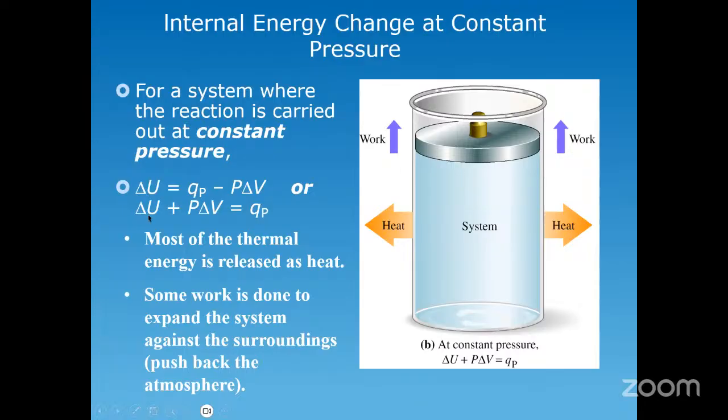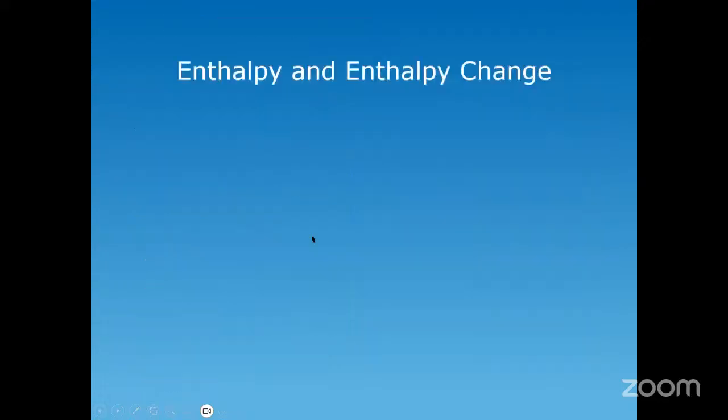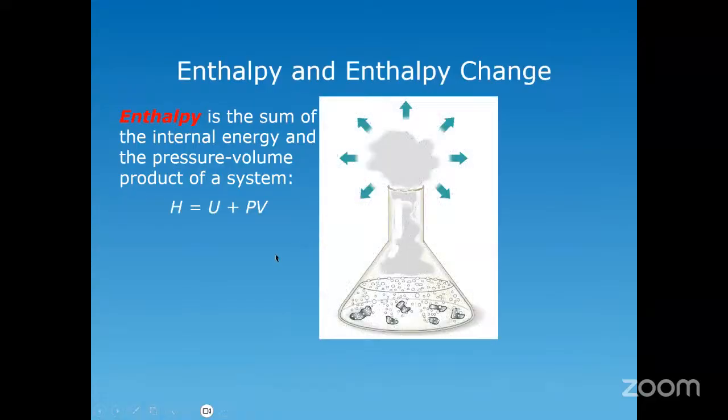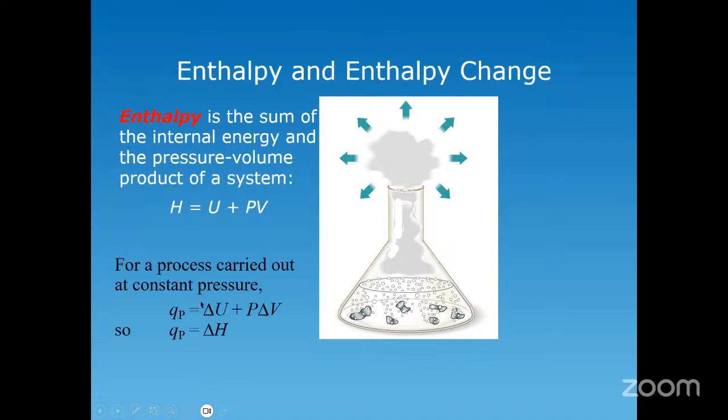Some of it is used to produce heat change, but some of it also is used to expand against the surroundings, all right? So this brings us now to another term, enthalpy. Enthalpy is the sum of the internal energy and the pressure volume product of a system. In other words, this is enthalpy right here, which is symbolized conventionally by the letter H, all right?